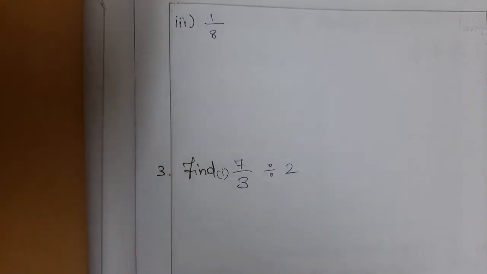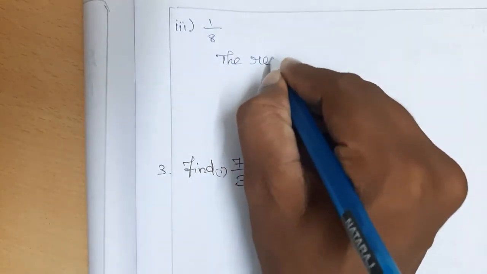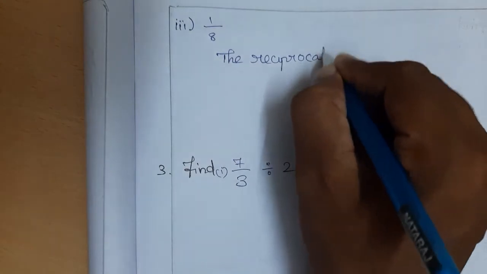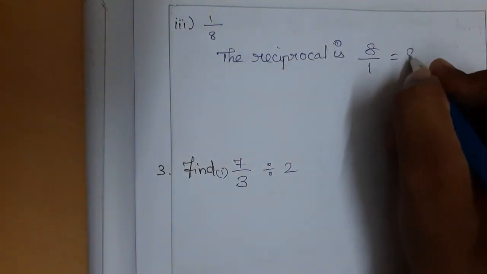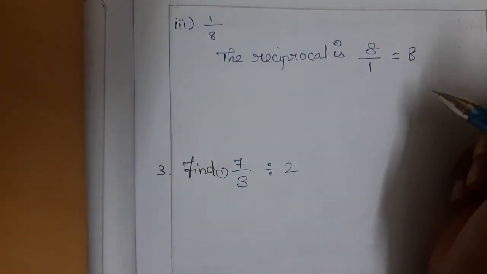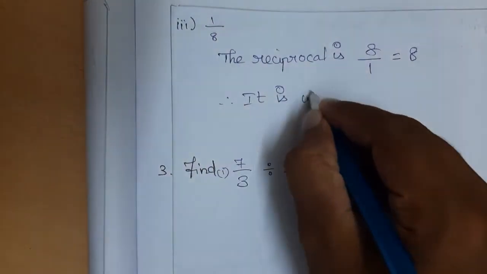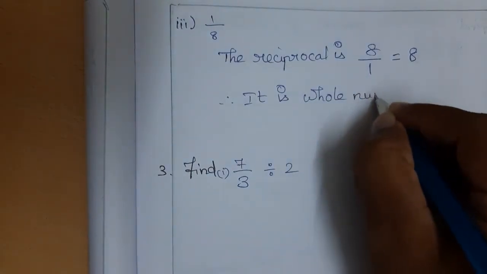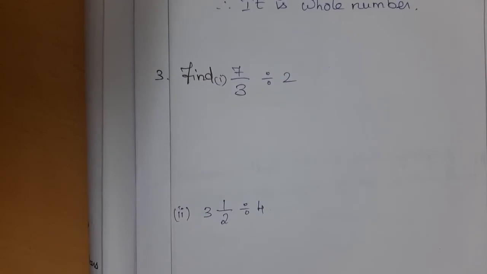Clear? So next problem is 1 by 8. Here you will have a different thing. Let's see. So what will be the reciprocal of 1 by 8? So the reciprocal is 8 by 1, which we can represent as 8. Now you classify it. Is it a proper or improper or whole number? It's a whole number, right? Therefore it is whole number. Clear? Then we go for the next problem.